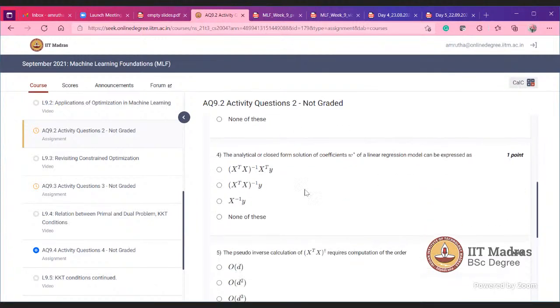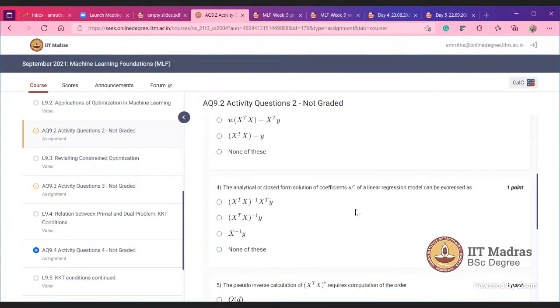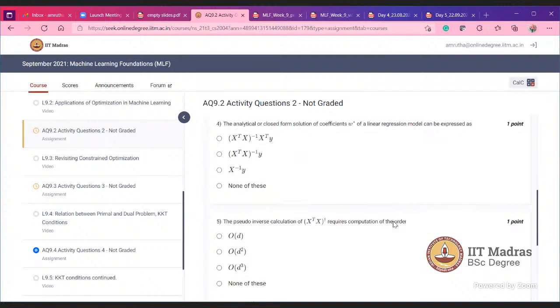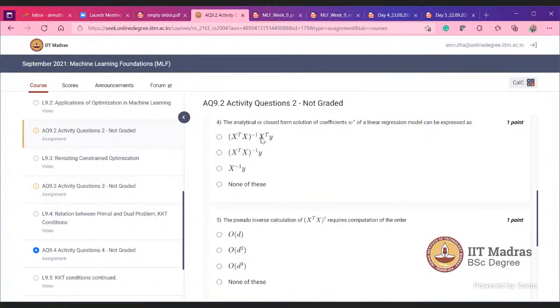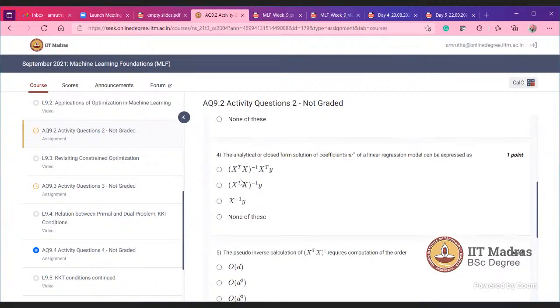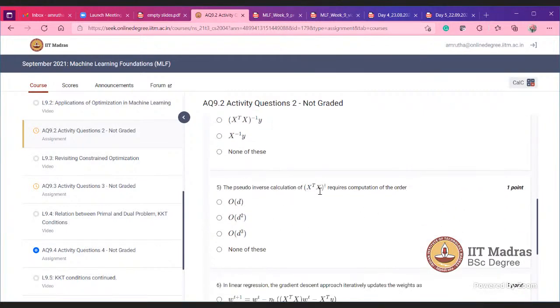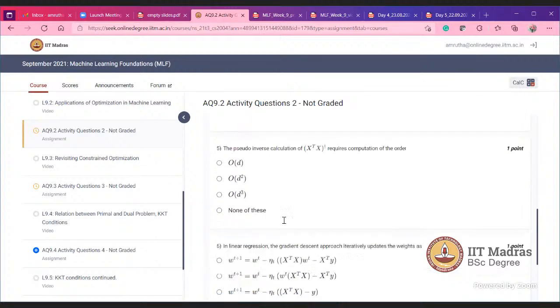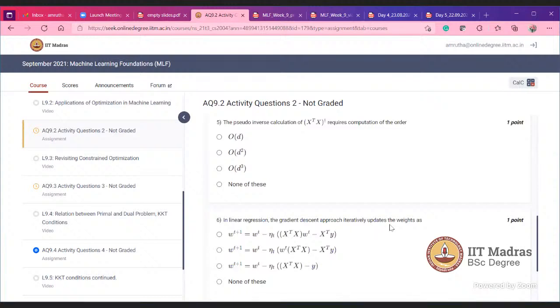And this analytical solution we derived in week 3 also, right? Yeah, the same equation. The first one, that is X transpose X inverse multiplied by X transpose. You just take it to the other side; equations 3 and 4 are basically the same. And for pseudo-inverse calculation, we have that order in terms of D cubed, D3, yes, that's right. And this is also the direct equation, substitution of that gradient equation here.